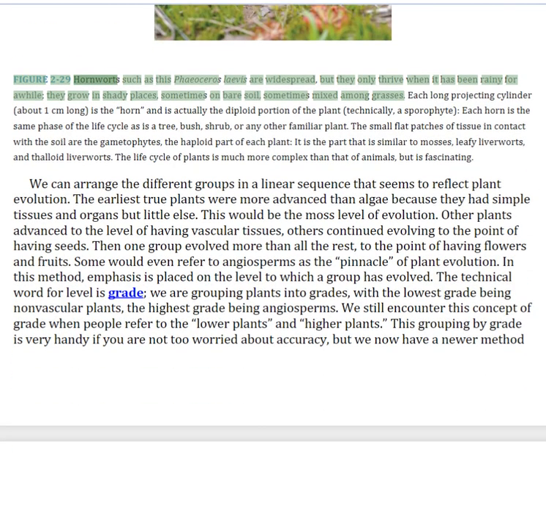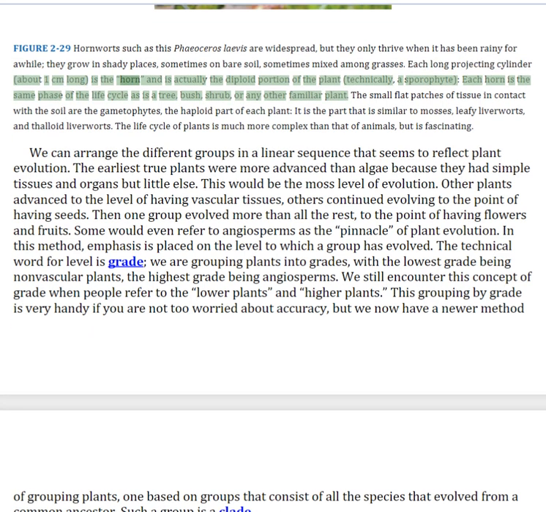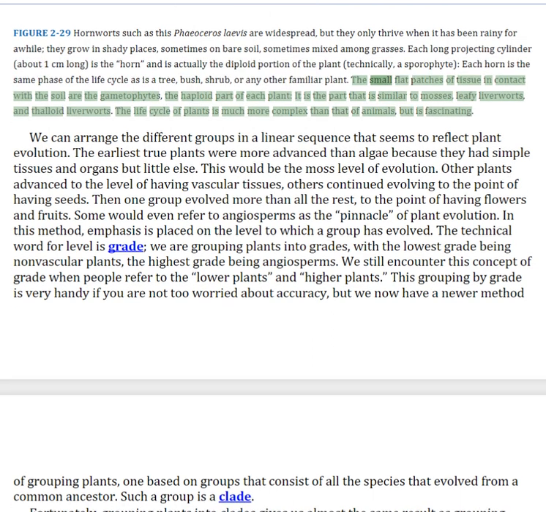Figure 2.29: Hornworts such as Phaeoceros laevis are widespread, but they only thrive when it has been rainy for a while. They grow in shady places, sometimes on bare soil, sometimes mixed among grasses. Each long projecting cylinder is the horn and is actually the diploid portion of the plant. Each horn is the same phase of the life cycle as is a tree, bush, shrub, or any other familiar plant. The small flat patches of tissue in contact with the soil are the gametophytes, the haploid part of each plant. It is the part that is similar to mosses, leafy liverworts, and thalloid liverworts.